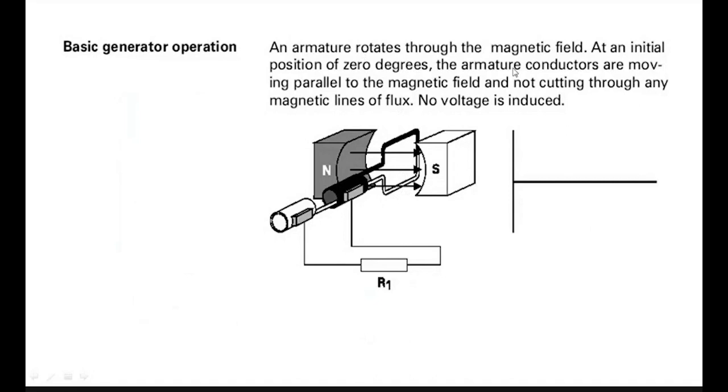The armature rotates through the magnetic field from the initial position of 0 degrees. At 0 degrees, the conductor is moving parallel to the flux lines. The flux lines always move from the north pole to the south pole. Since the conductor is parallel to them, no EMF is induced in it, because the conductor cannot cut the magnetic lines of flux. Only a conductor that cuts the lines of flux has EMF induced. At the initial position there is no flux cutting, so no EMF, and no voltage, is induced.